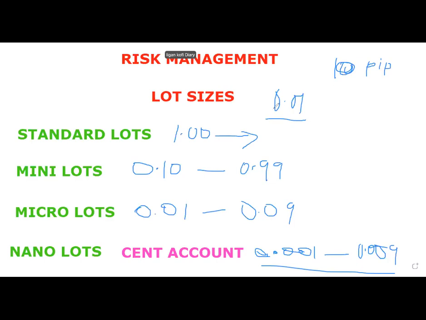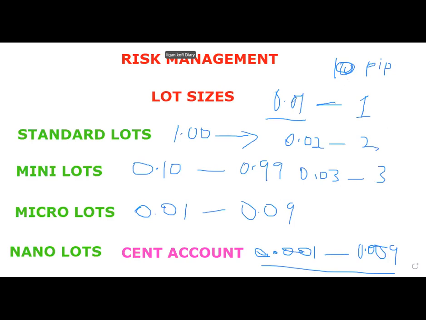Okay, 10 pips. So if you are using a lot size, which is a micro lot, 0.01, every 10 pips is $1. If you use 0.02, every 10 pips is $2. If you use 0.03, every 10 pips is $3. If you use 0.04, every 10 pips is $4. If you use 0.05, every 10 pips is $5. If you use 0.06, every 10 pips is $6. 0.07, every 10 pips is $7, in that order. So that is how you can use this to do your calculation.